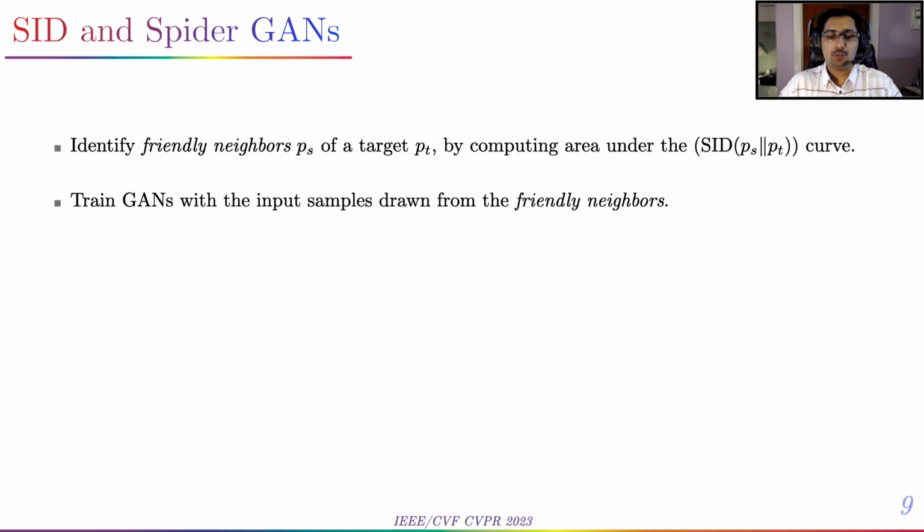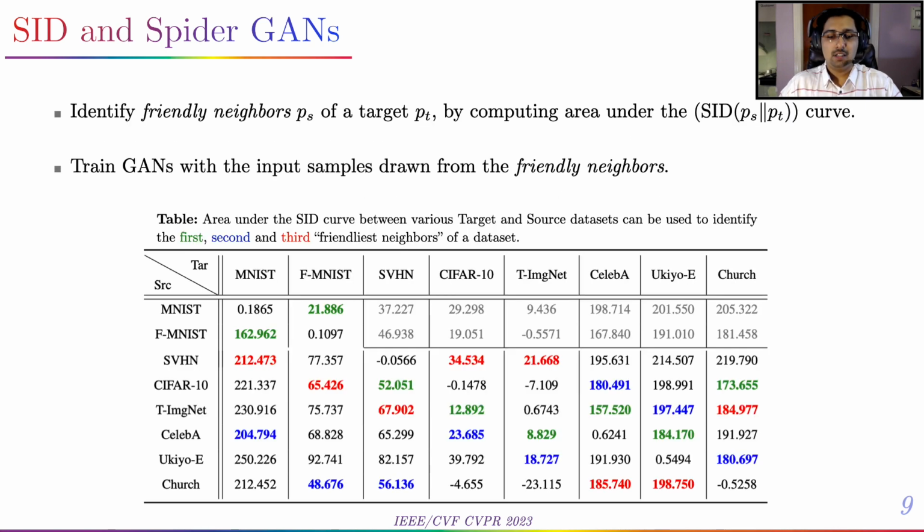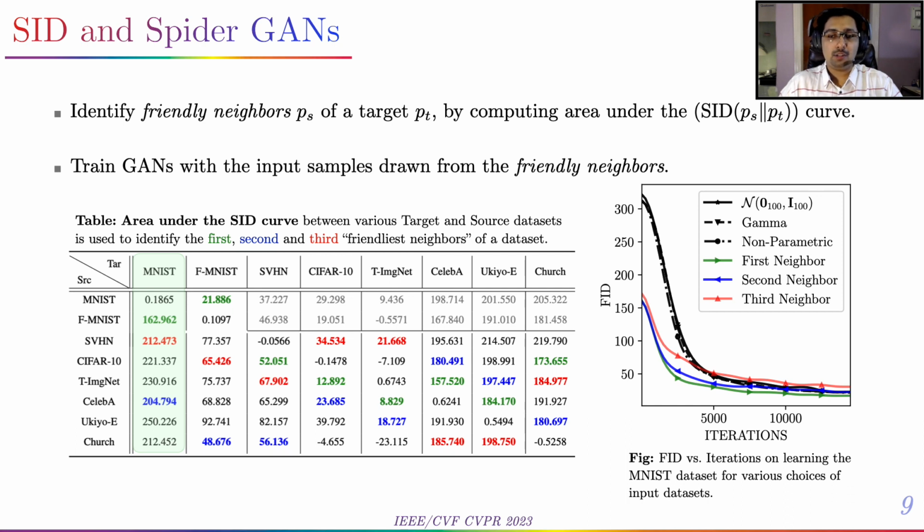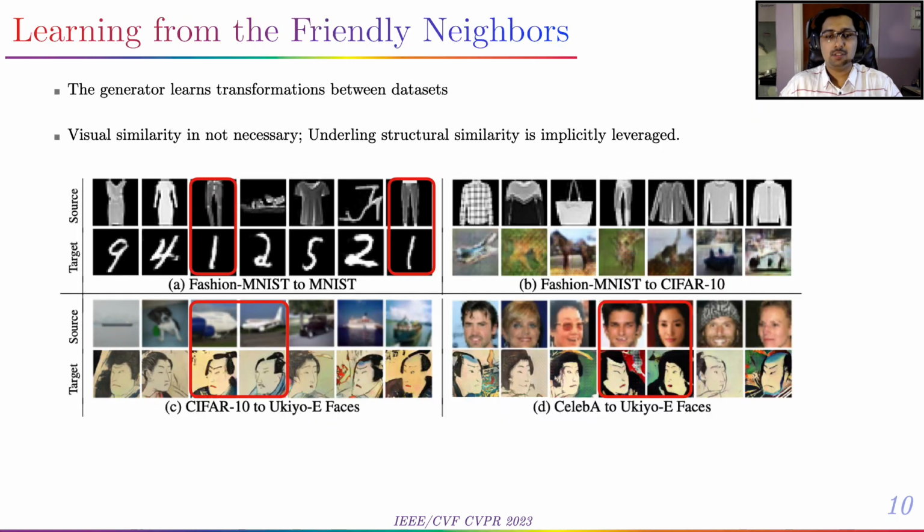The SpiderGAN approach can then be seen as identifying friendly neighbors of a target based on SID and training the generator with inputs drawn from these friendly neighborhood datasets. The table here summarizes the area under the SID curve for various pairs of source and target datasets considered. As an example, considering MNIST, we observe that the performance of the GAN significantly improved when training with friendly neighbor inputs, both in terms of FID convergence rates and the converged FID score itself.